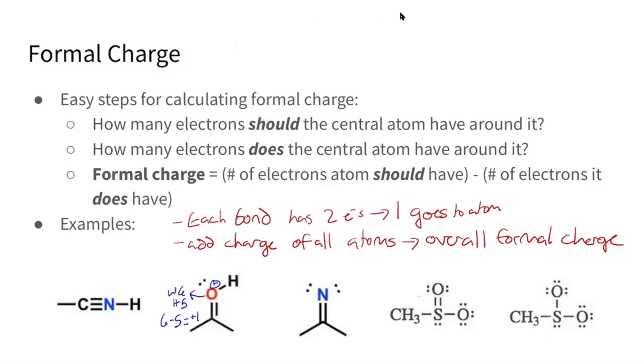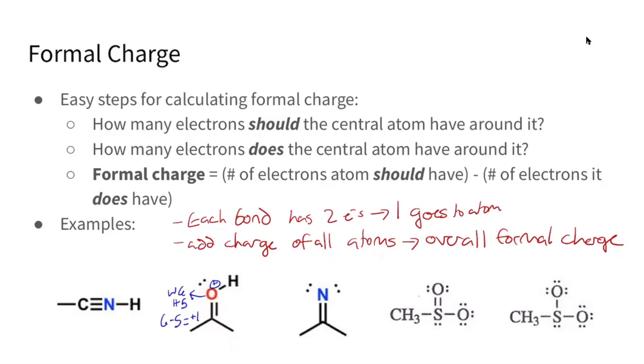Sorry, yes, the formal charge on the overall molecule in this case is equal to the formal charge on the oxygen, because to get the overall formal charge, we would add up the charge on all the atoms, and we only have one atom in this molecule that has any sort of formal charge at all. Now that's going to be different for each of the examples, but let's go ahead and take a look and see how that might apply.